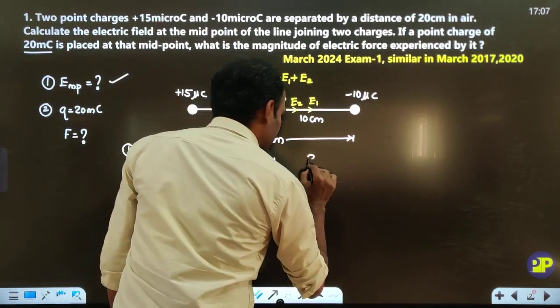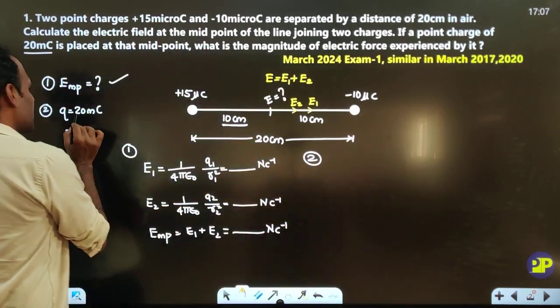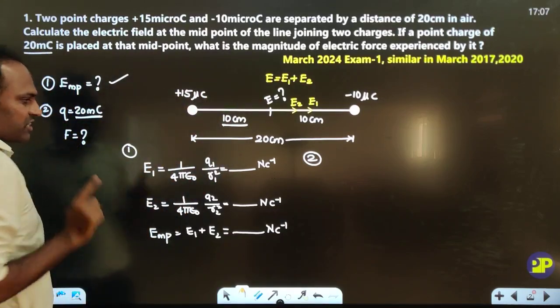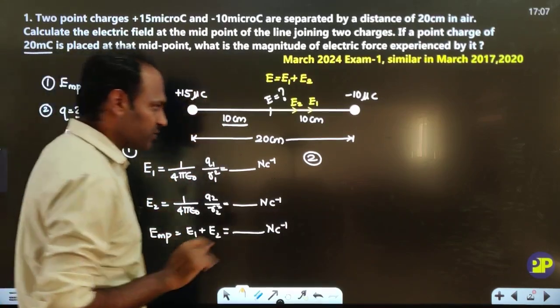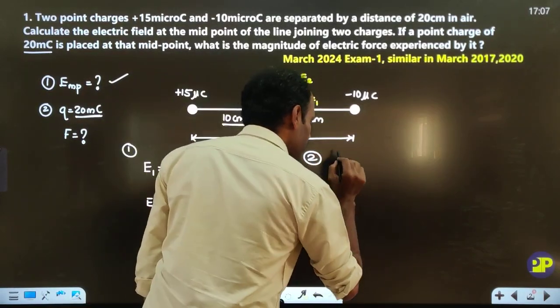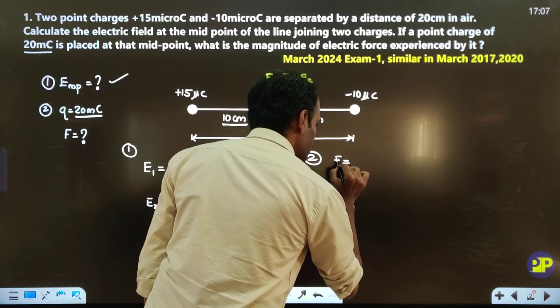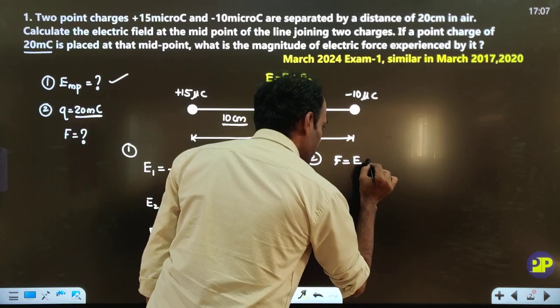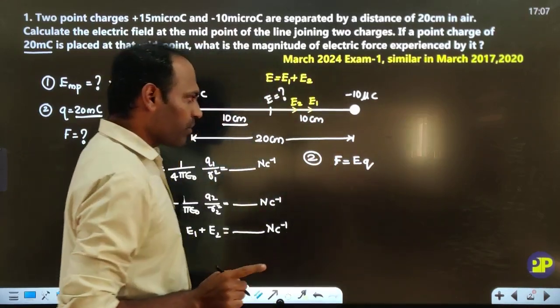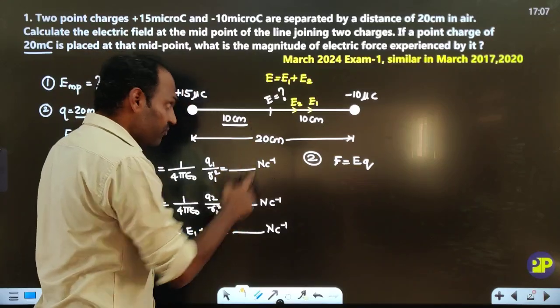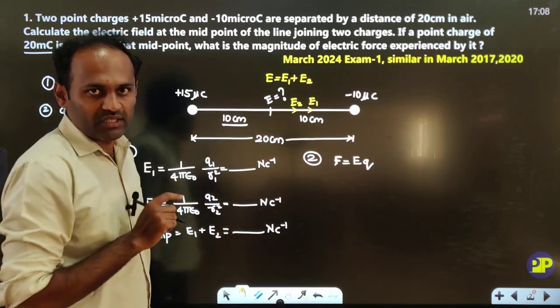Second one, what they have told: if you place a charge of 20 millicoulomb at this point, the midpoint, how much force will it experience? So for that you have to use this formula. See, we know very well F is equal to force, F is equal to E into Q, right? We are using this formula because we already know how much is the electric field at this point. Net electric field at that point we already know. That's why we are using this formula.